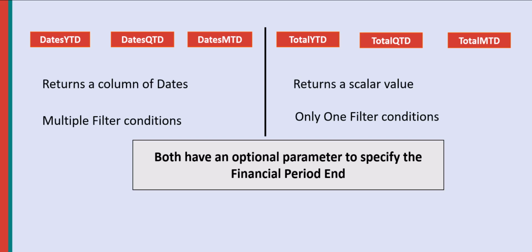Now, all of these 6 functions have an optional parameter at the end to specify the end of the financial period. If you do not use this optional parameter, it will take the year as the calendar year, that is January to December. But in case you have a financial year, April to March, you need to use this optional parameter at the end of these functions to specify to the measure that your financial year starts at a different month and it is not January. So this optional parameter will help you do that. I hope you understood all these 6 functions.